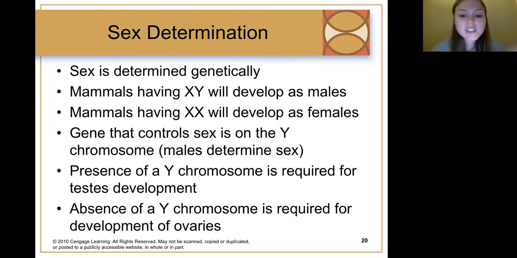But the presence of the Y chromosome is required for the development of testes, and the absence of that Y chromosome is what's going to signal the development of ovaries. So that's how sex is determined in mammals. Is everybody clear on that?